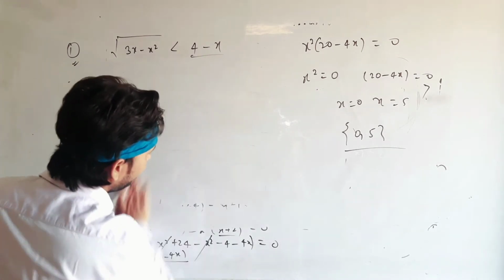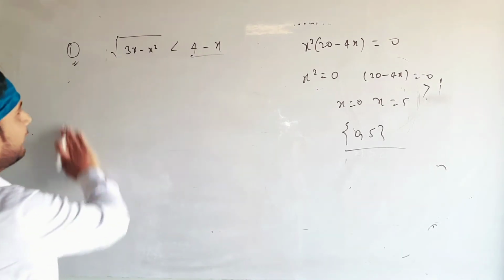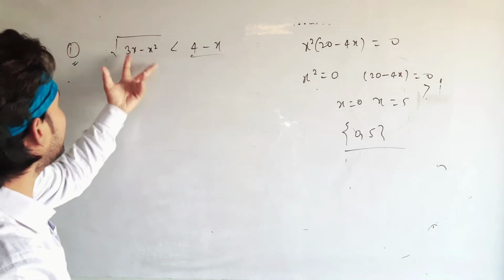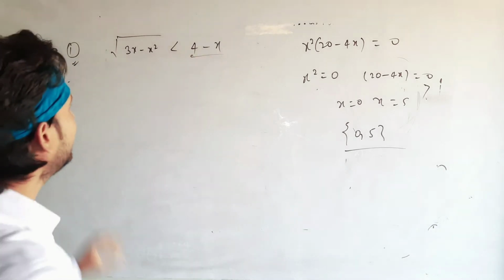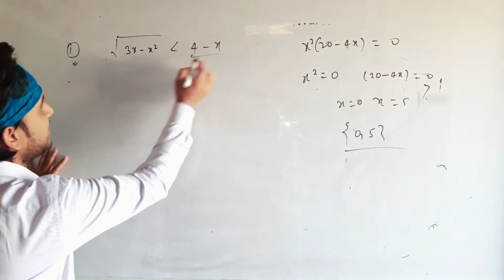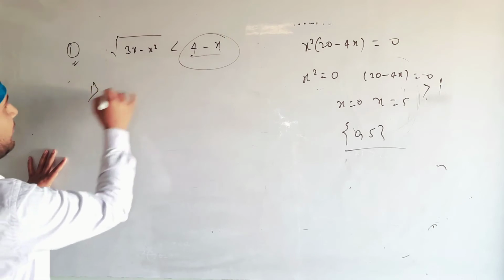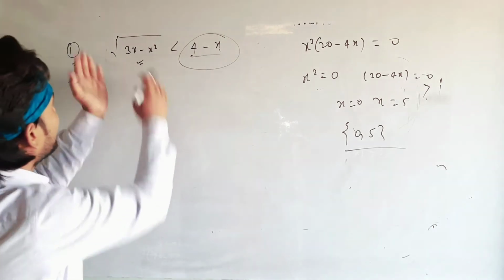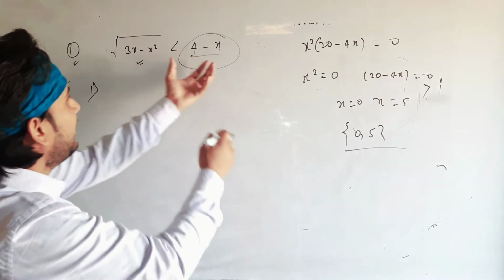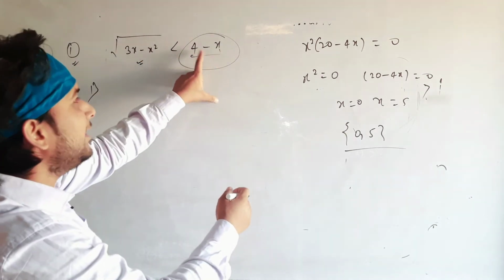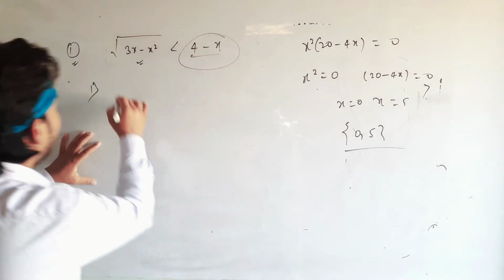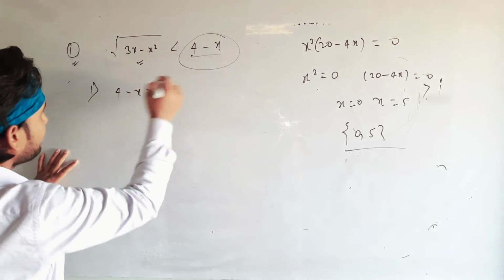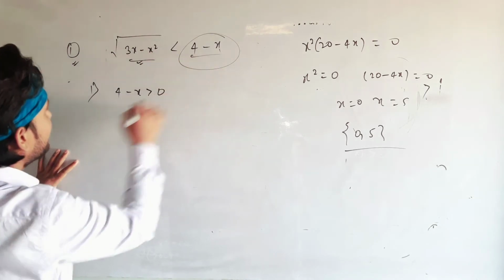Then what you have to do? Here the square root of this expression is less than 4 minus x, so first it must be greater than 0, because the square root is always positive. How is it possible that a square root of any expression is less than a negative number? It means that 4 minus x must be positive. That's okay. And then you can apply the square on both sides.